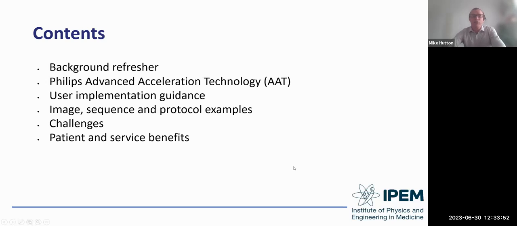Just an overview of what I'm going to talk about today. I'm going to start with a background refresher, for anyone who wasn't in the first of the webinars or anyone who was there who's maybe forgotten what was covered. Then I'm going to go through the implementation of the AAT from Philips, talk a bit about user implementation guidance. Then I've got a number of image, sequence and protocol examples with the Philips AAT. Then I'll talk a bit about challenges and then some of the patient and service benefits that we have seen and we expect to see from the Philips AAT.